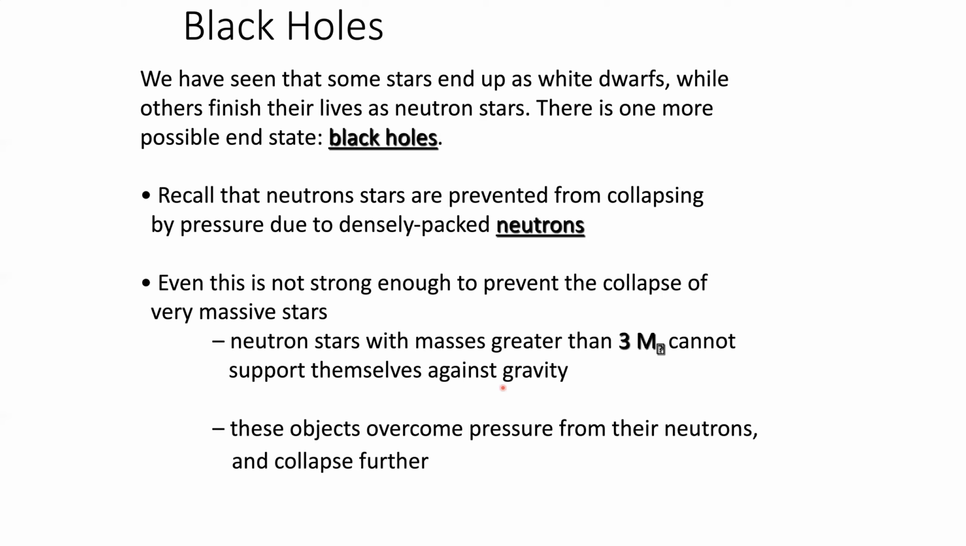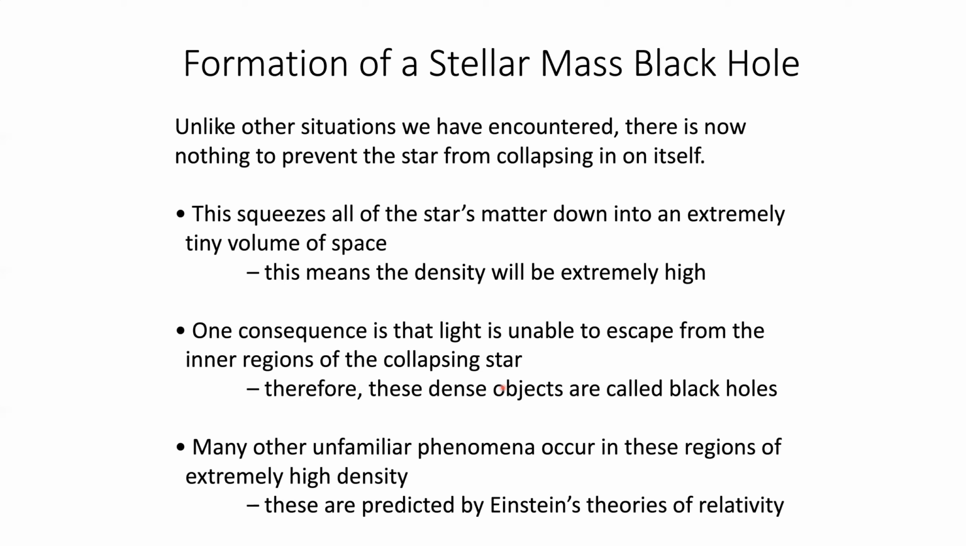Even this neutron degenerate pressure cannot stop the gravity, right? So when this happens, the star will start to collapse further. The problem that now we have is there is nothing to stop gravity, right? Because it has gone to the neutron degenerate pressure as well. Now, the problem is, unlike the other situations we have encountered, there is now nothing to prevent the star from collapsing in on itself. So the star itself will collapse now, because there is nothing to stop the collapse of the star.